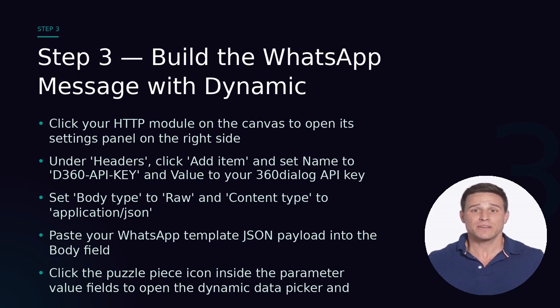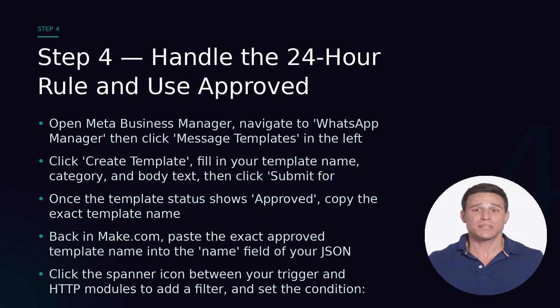Here's where it gets fun. Paste in your JSON payload. Use WhatsApp's approved template format. You'll need a pre-approved template name from your Meta Business Manager. In the parameters array, click into the text value fields and use Make's dynamic data picker. Click the little puzzle piece icon to pull in your customer's name, order ID, or appointment time straight from your Google Sheet columns. That personalization right there is what makes this feel human.